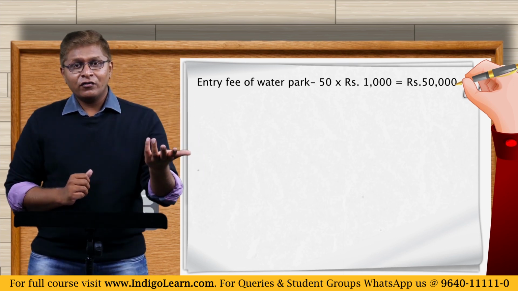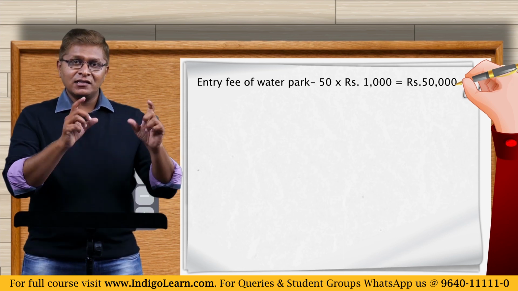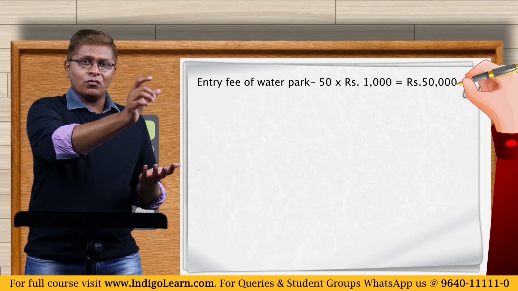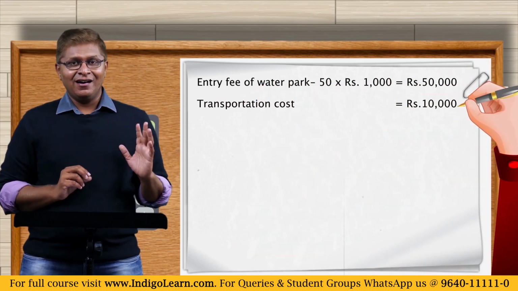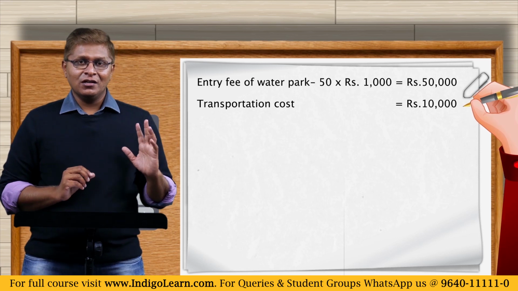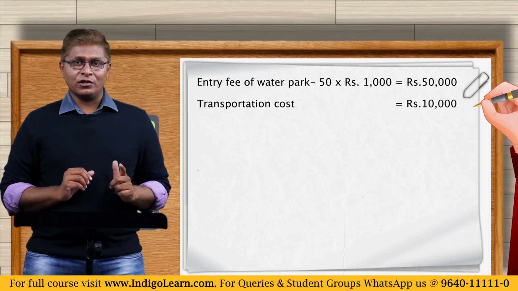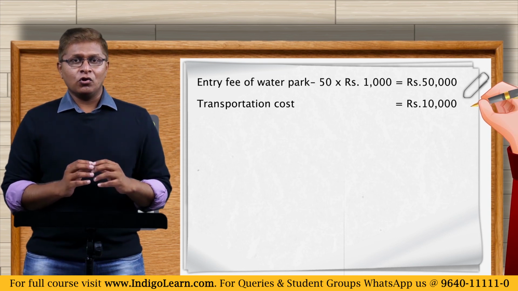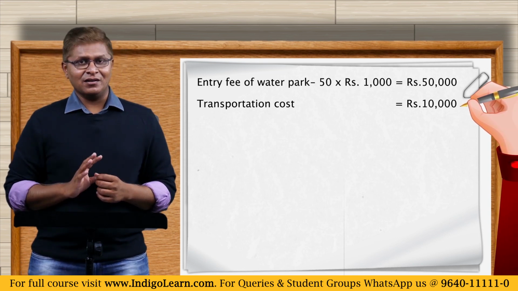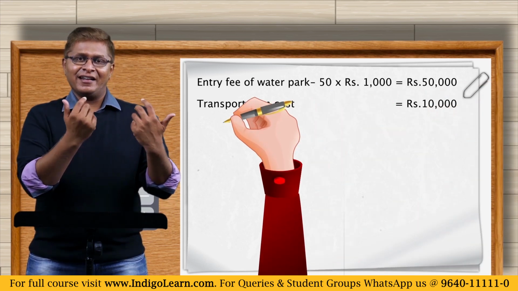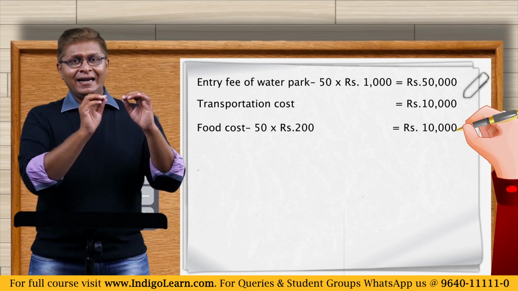You find out the rate for this bus. So you find out the transport cost for arranging the bus from the college till the water park, and you find out that we have to spend 10,000 rupees on this transportation cost. So 50,000 towards entrance fee, 10,000 towards cost of transportation. Apart from this, you also make an estimate that we will be spending about 200 rupees per person on making food and other arrangements. We will be spending about 50 students into 200 per person, 10,000.